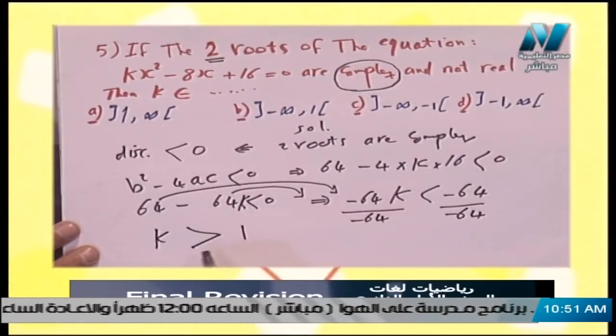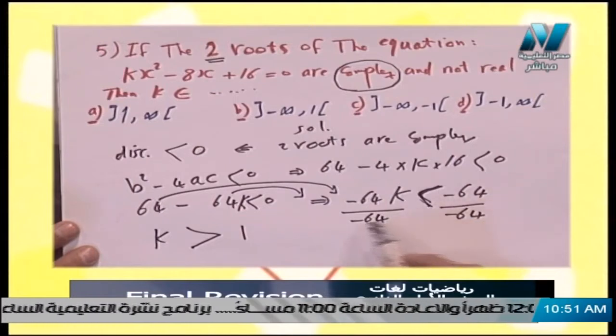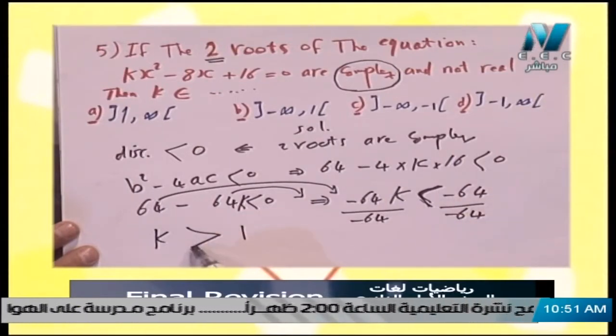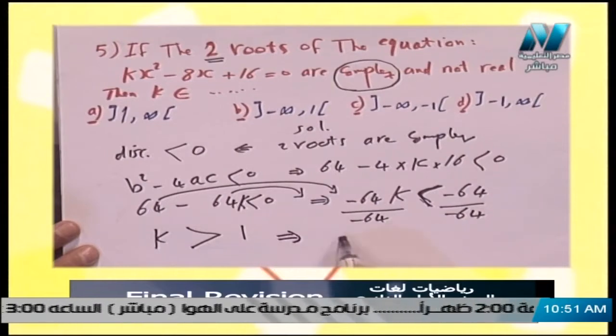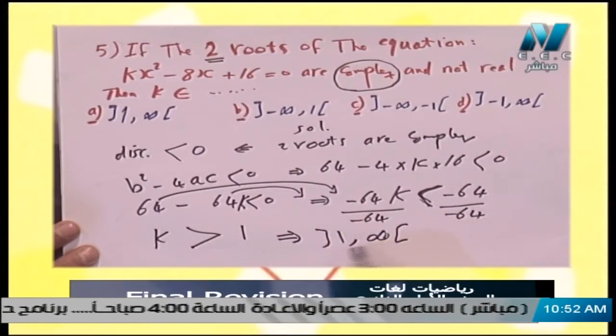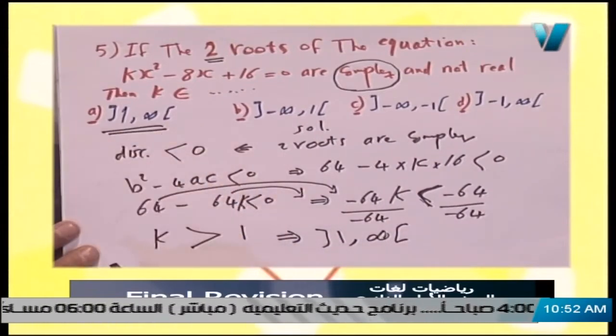Okay, notice that smaller when we divide by negative, and negative will be greater. Okay, the interval here will be 1 open and infinity open also. So the answer will be A.